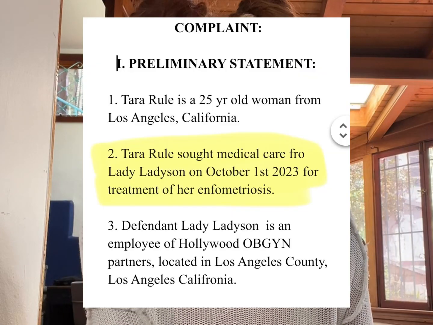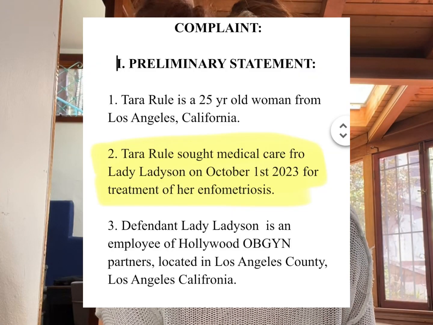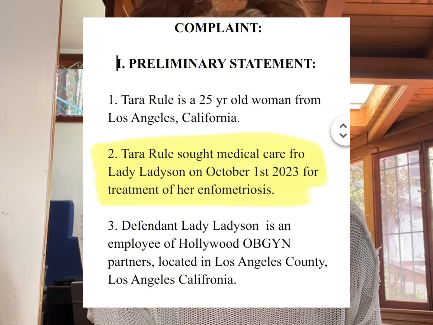So the second line, how do you know the defendant? So in my case, I would say plaintiff Tara Rule sought care from defendant Lady Ladyson at Hollywood OBGYN for treatment for her endometriosis on whatever date it happened. So October 1st, 2023. Your next line, you're gonna talk about the defendant or defendants.